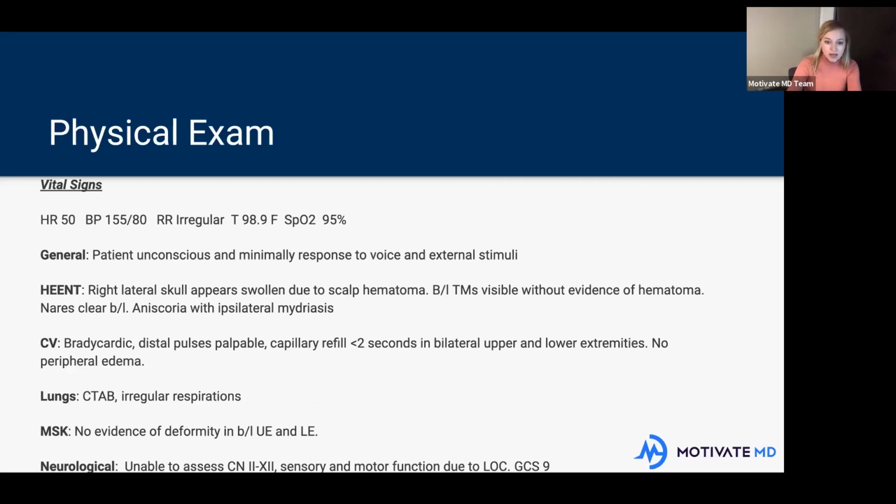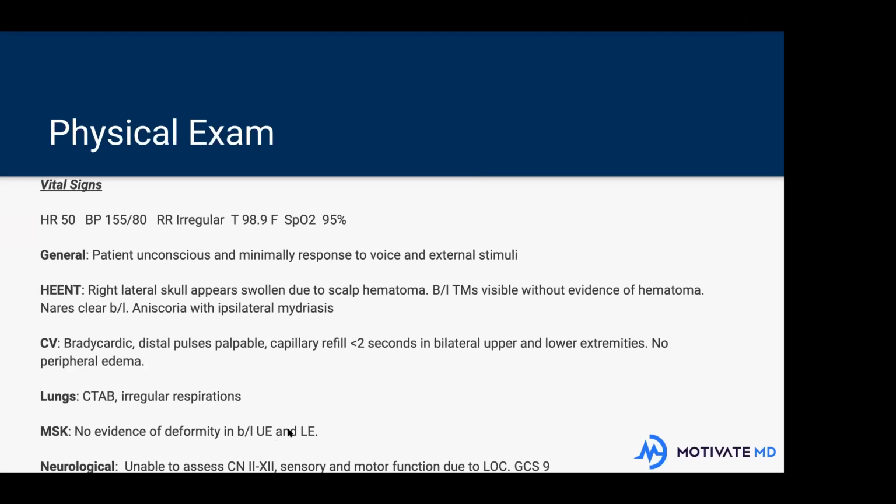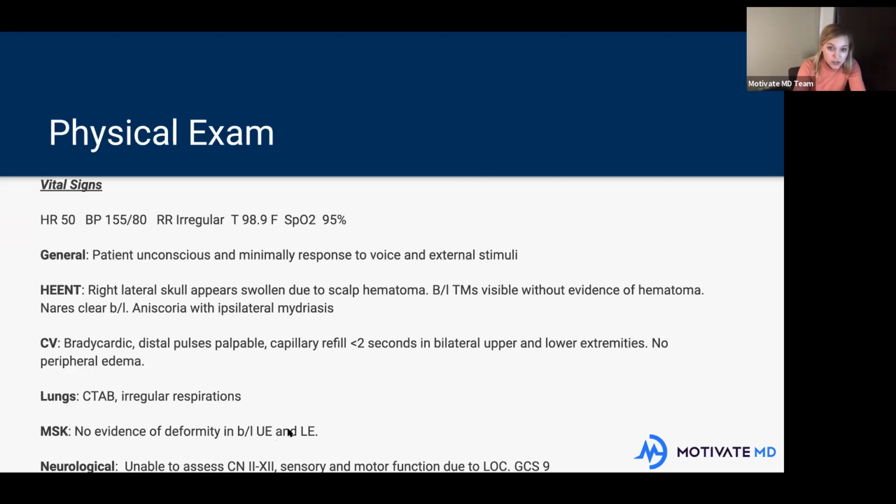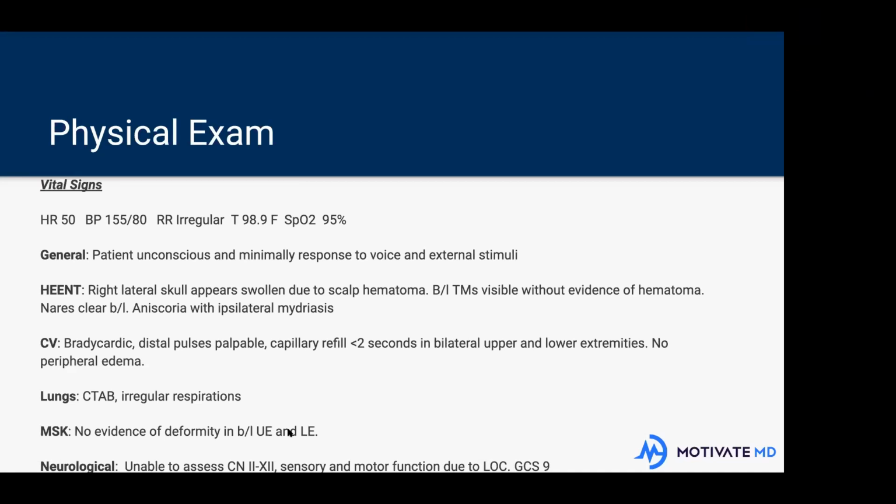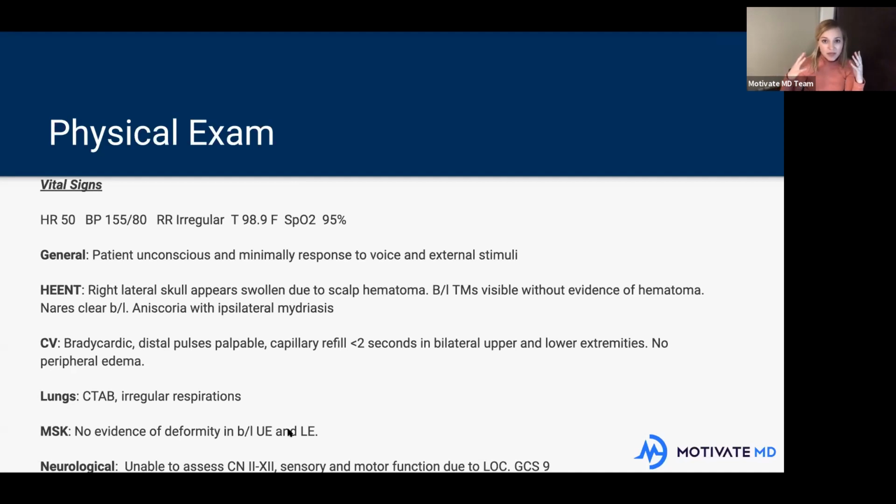So unable to assess cranial nerves 2 through 12. Can anybody tell me what's the significance of the cranial nerves? And this is kind of a hard question, but I bet you guys can handle it. They regulate parts of the nervous system, like heart rate and all this other stuff. Yes, so cranial nerves 2 through 12 are an excellent way to assess the different structures within the brain, because the cranial nerves enter and exit different parts of your bones and anatomy, and so they can tell us a lot about where there could potentially be damage.